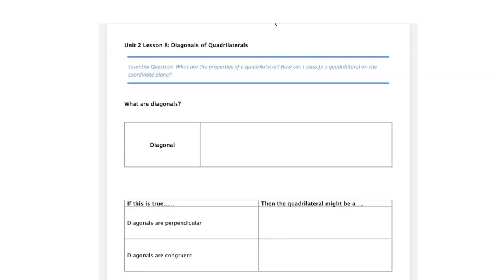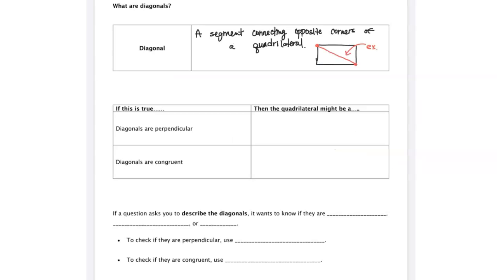We'll start off by answering the question, what are diagonals? So a diagonal is a segment connecting opposite corners of a quadrilateral. As a visual, here's a quadrilateral, a four-sided shape. And inside, I'll connect this corner with this corner. These are opposite corners. This would be classified as a diagonal.